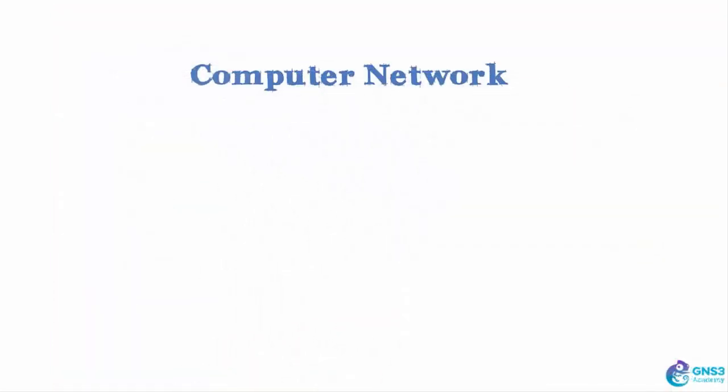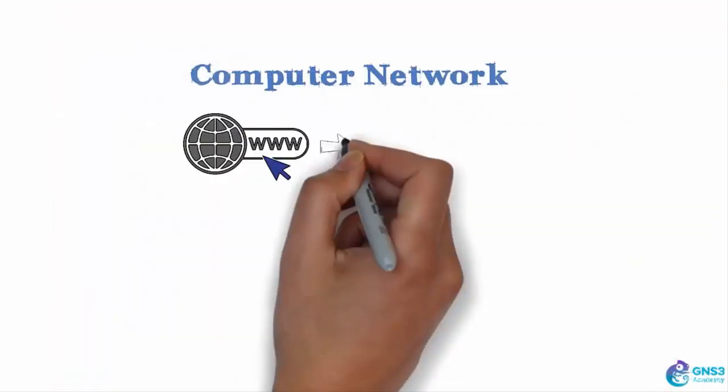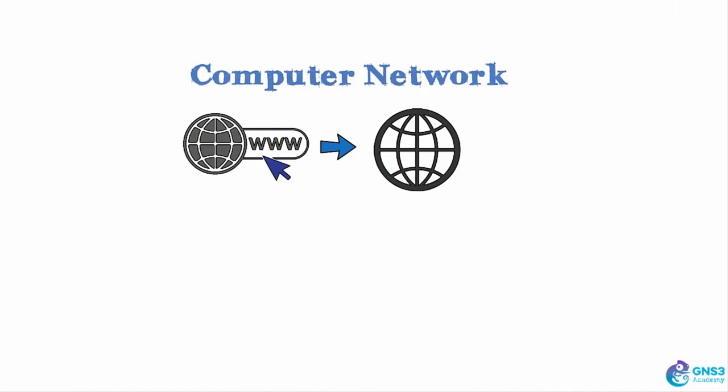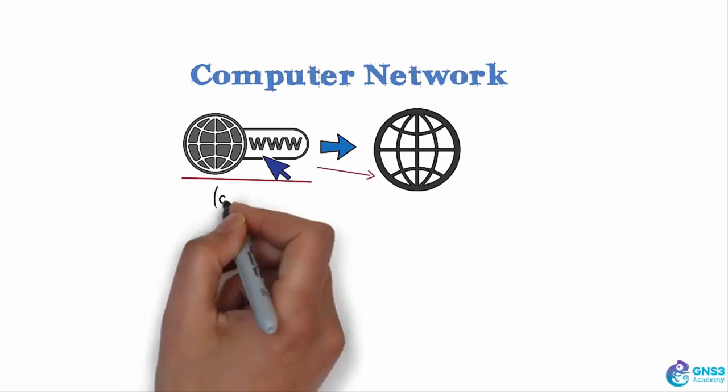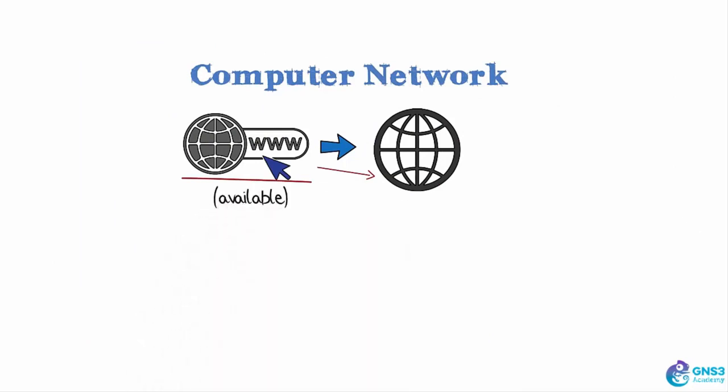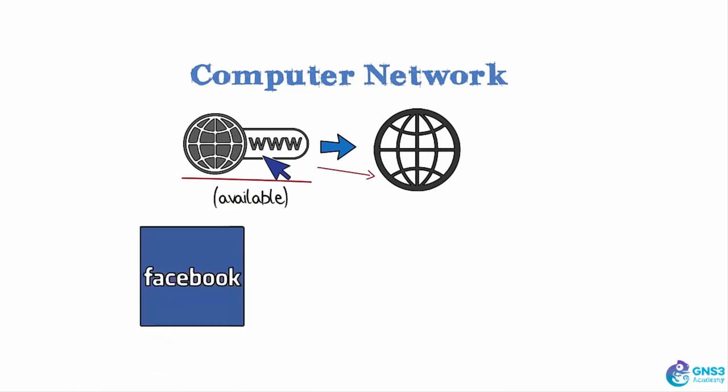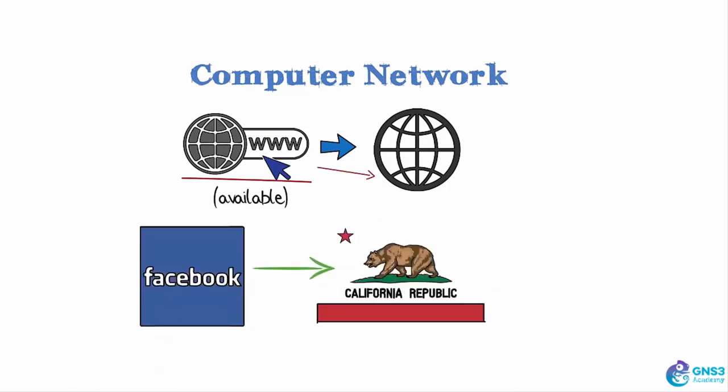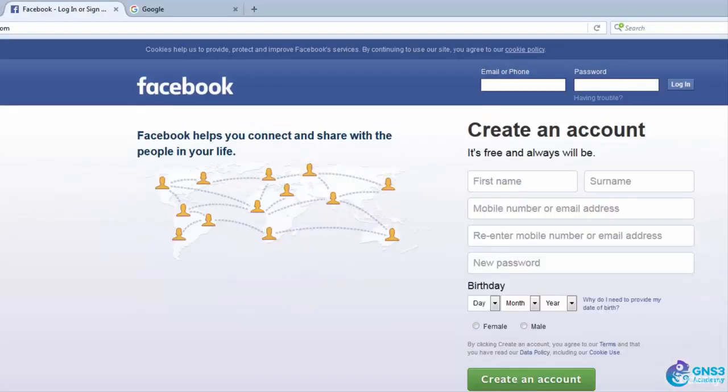Computer networks allow us to connect to websites on the internet. You may have connected to many websites on the internet and just taken it for granted that those websites are available from almost anywhere in the world. In this example, I'm connecting to Facebook in California from the United Kingdom. Complex networks such as the internet enable this ability, but in its most basic form, what is a network?